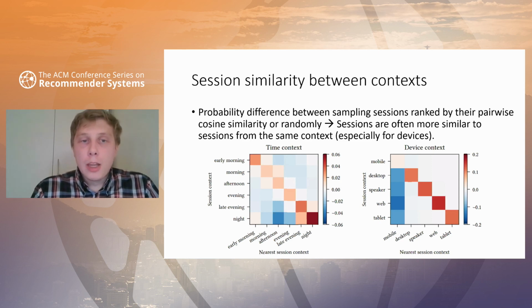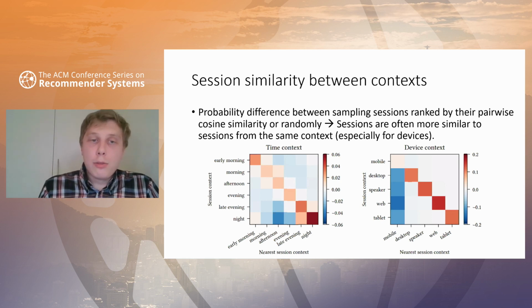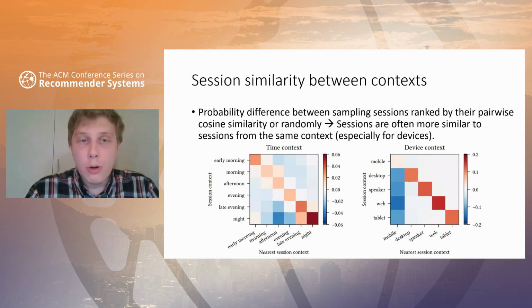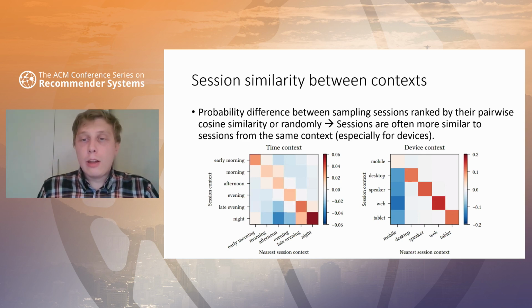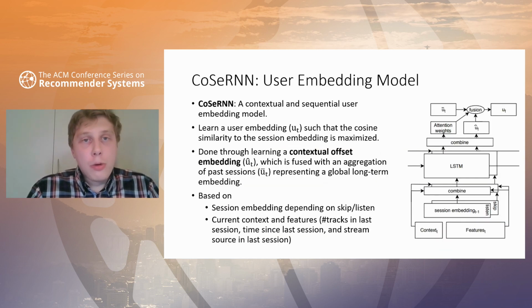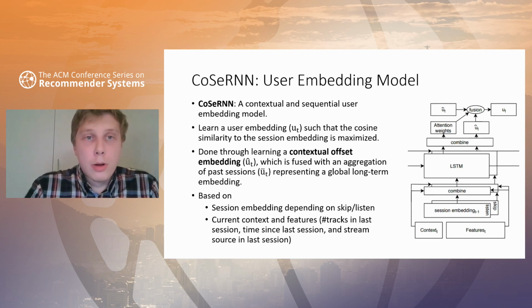based on random sampling. And what this shows is that if we have a positive number on the diagonal, it means that sessions in this context are more similar to sessions also occurring in the same context compared to other sessions. So there's some session similarity for each user. So users listen to similar music within the same context. And this is especially the case for the devices, most notably so for the web. So now we've seen some of our analysis based on why context matters, that music is more similar within the context. Then let's look at the model we propose.